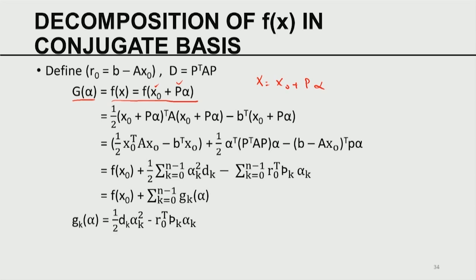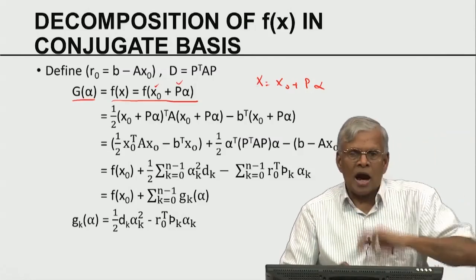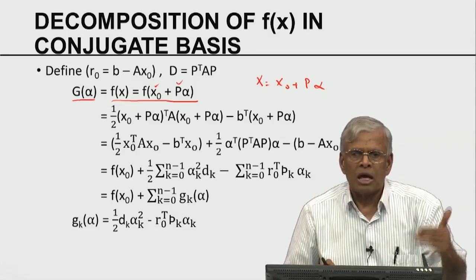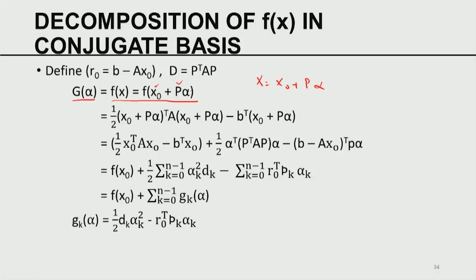F of x denotes the representative function of the old basis. G of alpha represents the same function in the conjugate basis. So, I am now going to work the problem not in the ordinary basis, but in the conjugate basis for the sake of this analysis. So, when I substitute x equal to x naught plus P alpha in the expression for f of x, that takes this form. This, when simplified using a sequence of matrix vector operations, becomes equal to this: f of x naught plus the sum over k equal to 0 to n minus 1 of g_k of alpha, where g_k of alpha is given by this function. You can readily see g_k is a quadratic function in alpha.